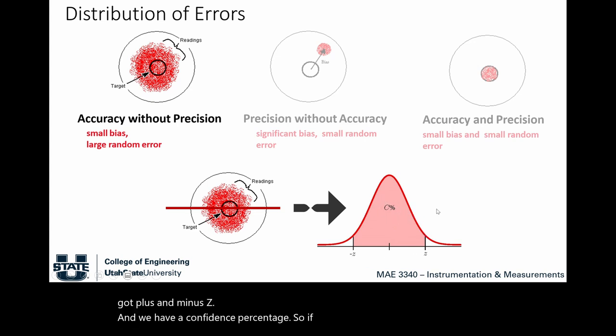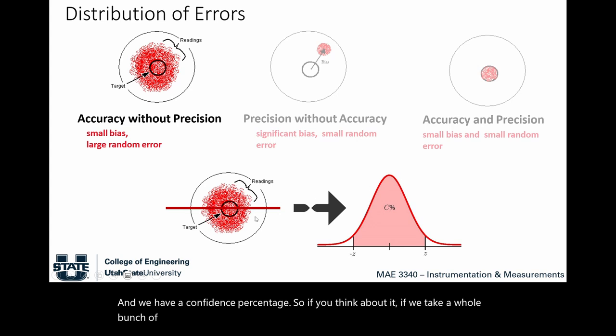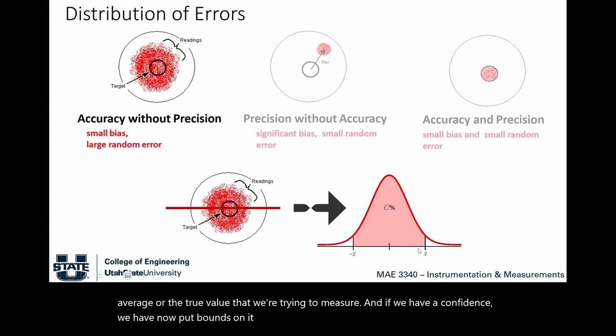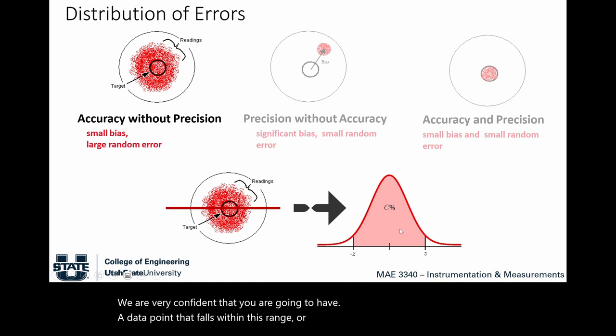So if you think about it, if we take a whole bunch of samples and we do a slice here, now we're looking at what might be the average or the true value that we're trying to measure. And if we have a confidence, we have now put bounds on it. So now we have the uncertainty. We can say, we are very confident that if you use our device or use the material that we selected, you are going to have a data point that falls within this range, or uncertainty, or confidence interval. Confidence interval and uncertainty are the same.